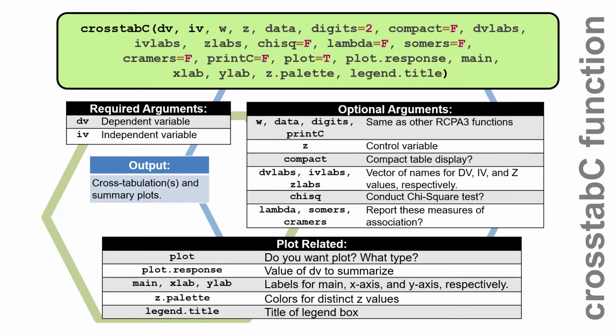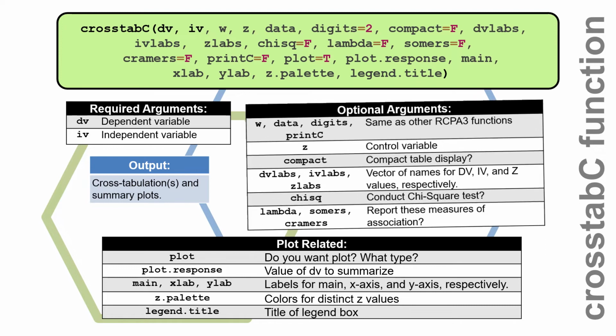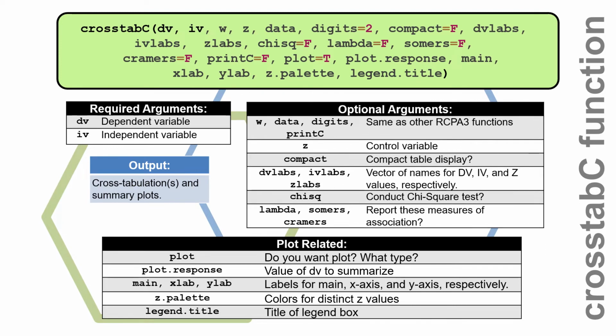In this video, I'm going to focus on the function's optional arguments for conducting chi-squared tests and measuring the strength of association between two variables. I cover other uses of crosstabC, like making basic comparisons, controlled comparisons, and graphing relationships in separate videos. The crosstabC function has two required arguments. dv is set equal to the dependent variable, and iv is set equal to the independent variable.